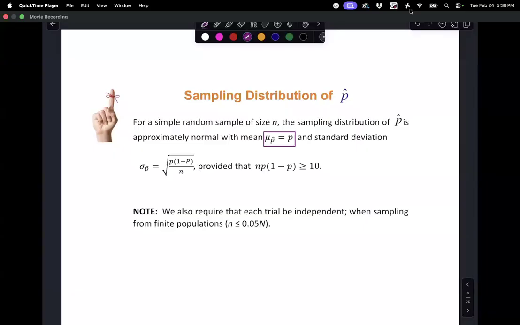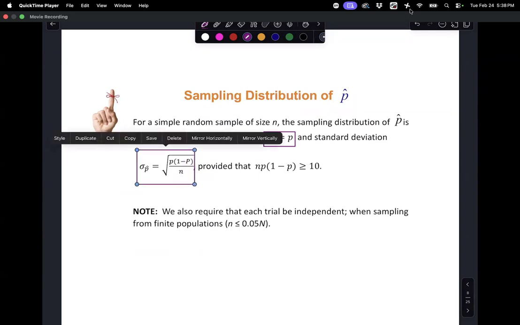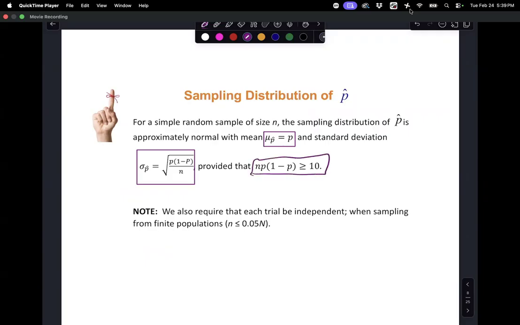The standard deviation is calculated the same way that we calculated it in the last section. It's the square root of p times 1 minus p divided by n. And this right here, np times 1 minus p greater than or equal to 10, tells us if our sampling distribution is normal. So these are the things that we check along with independence. If our sample size is less than 5% of the population, then each trial is independent. All of this stems from chapter 8.